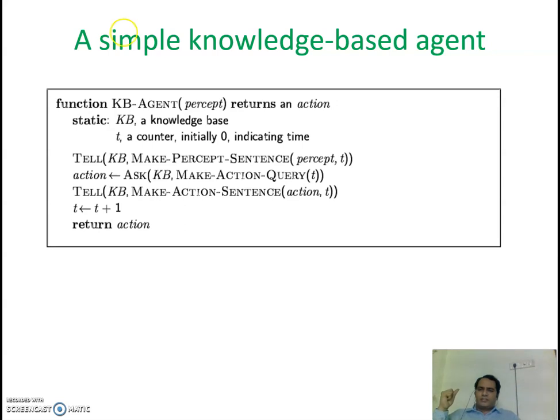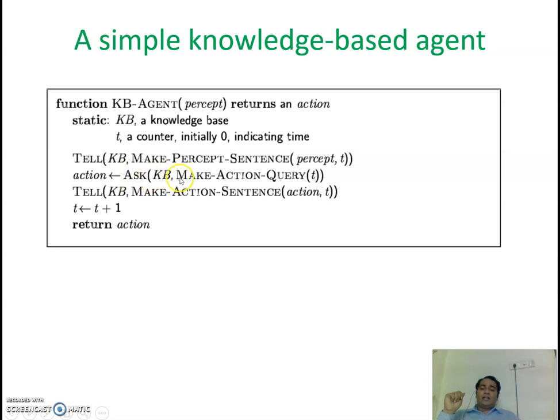Now as we have discussed, if you look at the function KB agent, it receives a percept and returns an action. Now the knowledge base is static, because based on the actions it goes on improving. Once we allocate the knowledge, it goes on improving the knowledge base, and time is what changes. So t is a counter, initially 0, indicating time. Now, tell KB make percept sentence based on the percept and the time. So this is making the percept sentence and telling the knowledge base. So you are giving knowledge to the knowledge base.